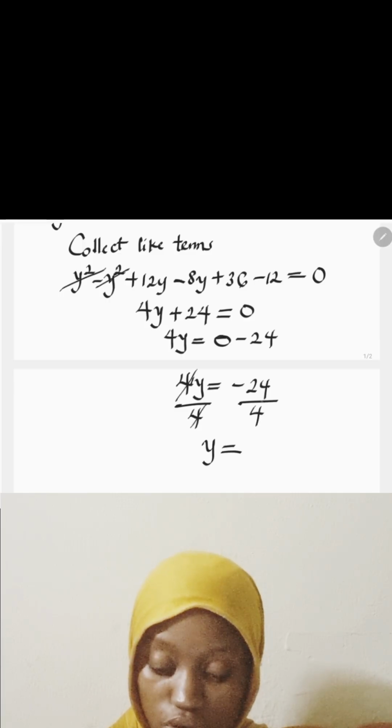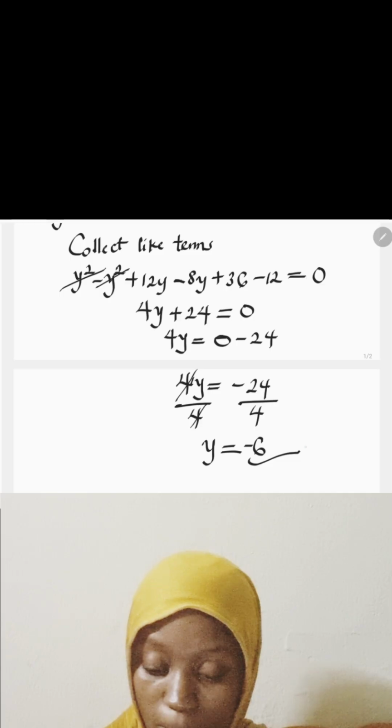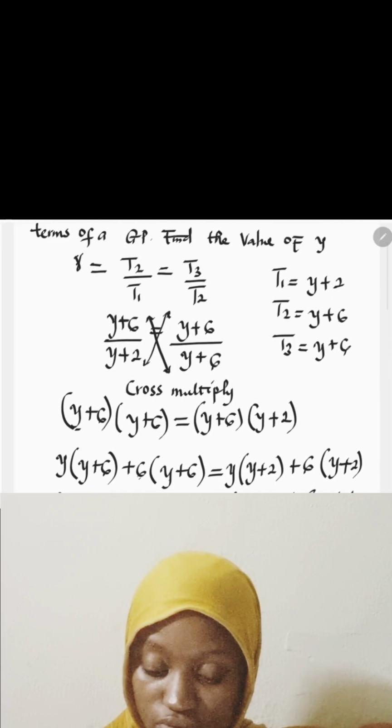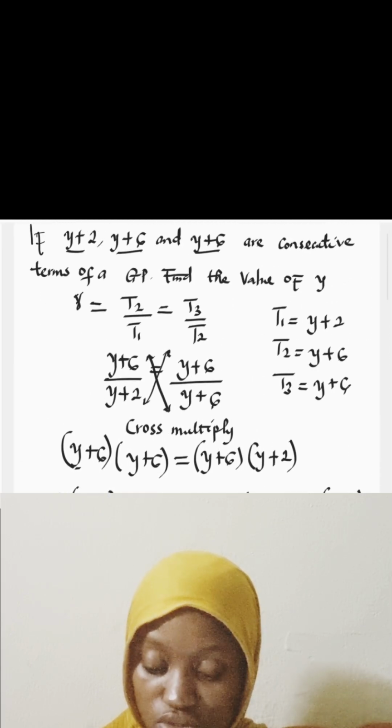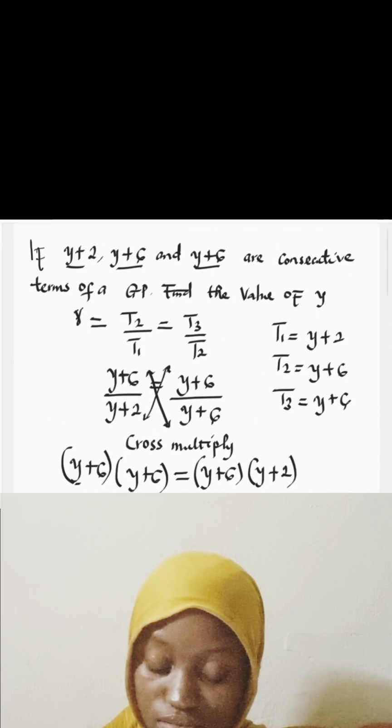So what we do at this point is divide both sides by 4. The 4 cancels out. We are left with y is equal to minus 24 divided by 4, which gives us the value of minus 6. So the value of y in this case is minus 6.